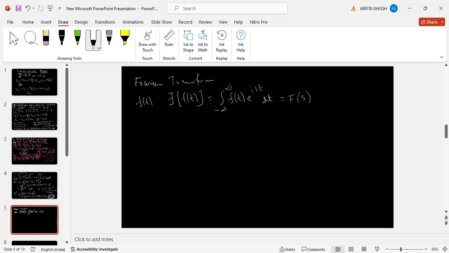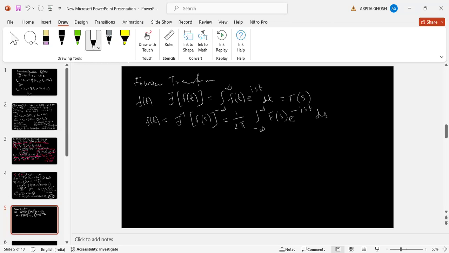Now suppose capital F(s) is given to you. How will you find small f(t)? Small f(t) is the Fourier inversion of capital F(s), and this is given by 1 by 2 pi, integration from minus infinity to plus infinity, capital F(s) into e to the power minus ist ds. This is called the inverse Fourier transform, the formula for inverse Fourier transform. The first one was the normal Fourier transform and this one is the inverse Fourier transform.